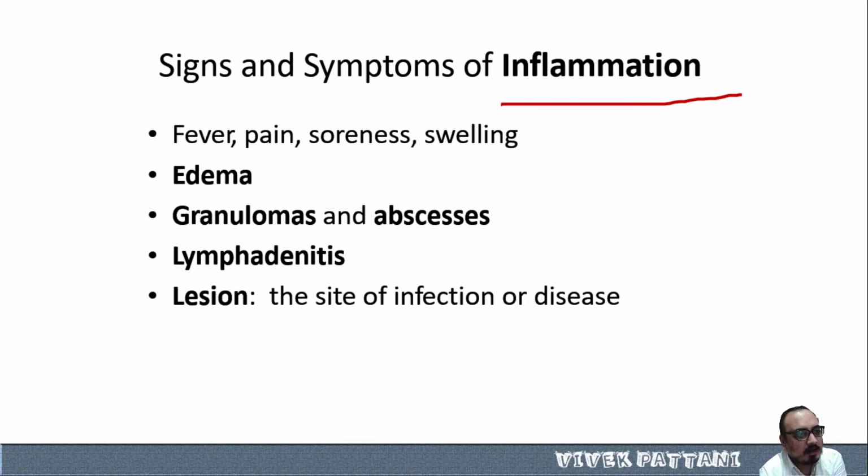Granulomas form when the immune system attempts to wall off substances it perceives as foreign but is unable to eliminate. The immune system will try to remove the foreign particles which are harmful, but it is not able to remove them, due to which a granuloma may be formed.